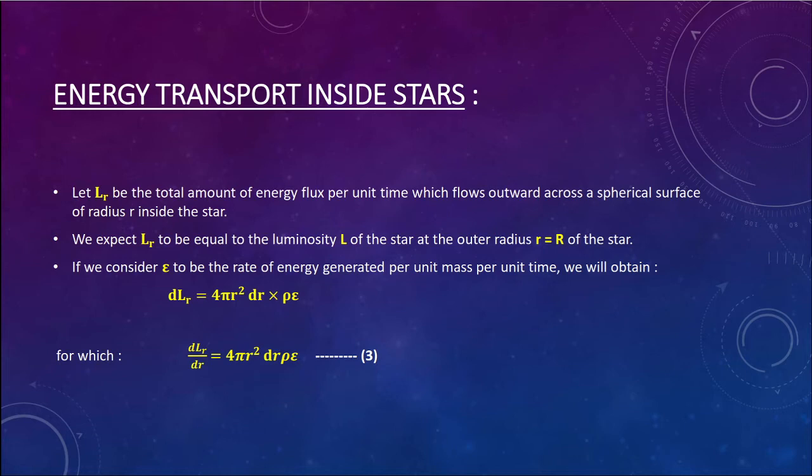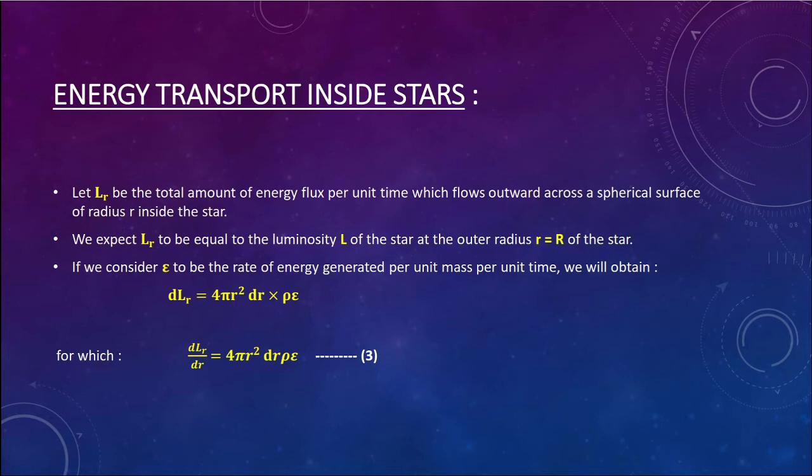We have to now derive the equations which describe this process of transfer. For that, let us first consider Lr to be the total amount of energy flux per unit time which flows outward across the spherical surface of radius r inside the star. This is similar to what we do in calculating the electric flux in electromagnetism, in electrostatics. This derivation is a very common thing that we have seen in lower classes.